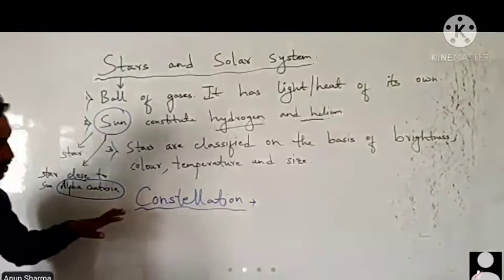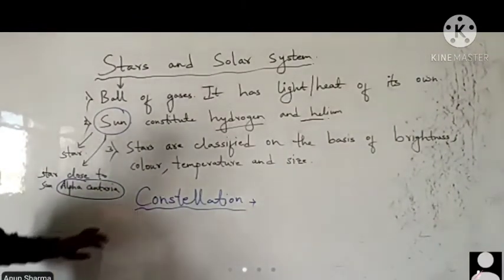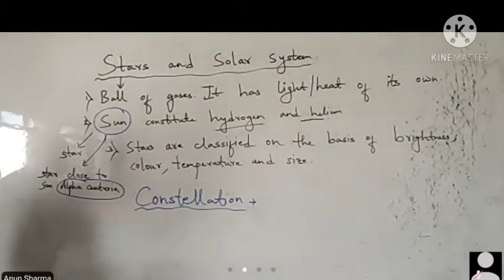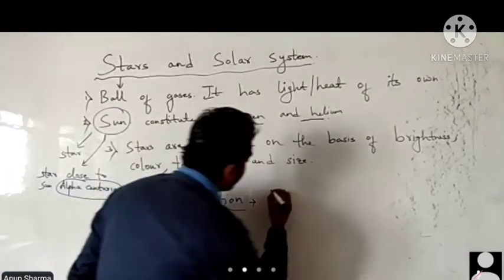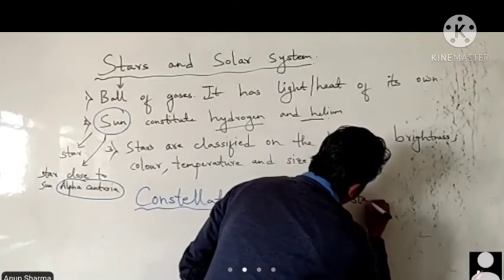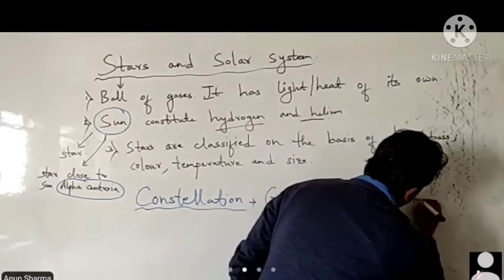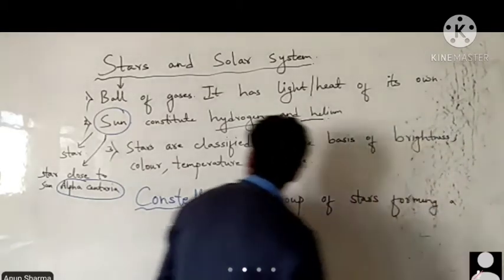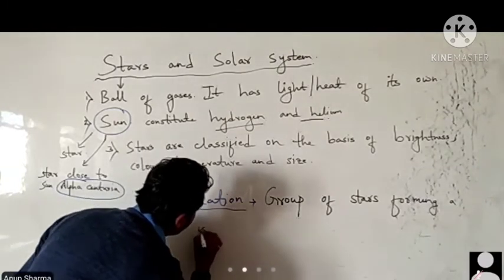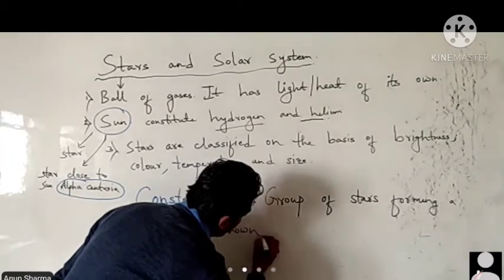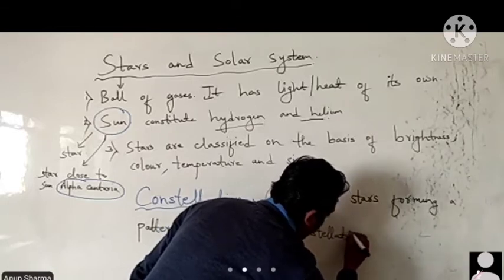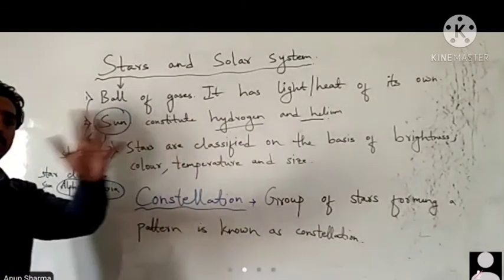And in that we have also used a term, constellation. So what do we mean by constellation? A group of stars forming a pattern is known as a constellation. That means some stars are grouped.